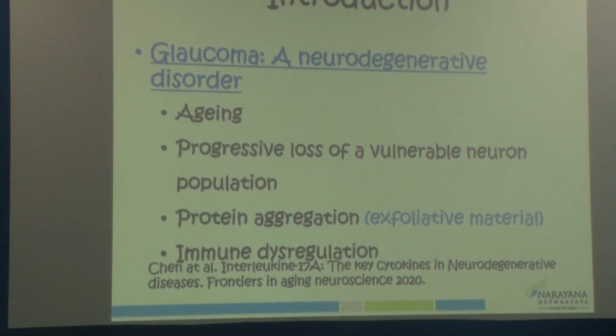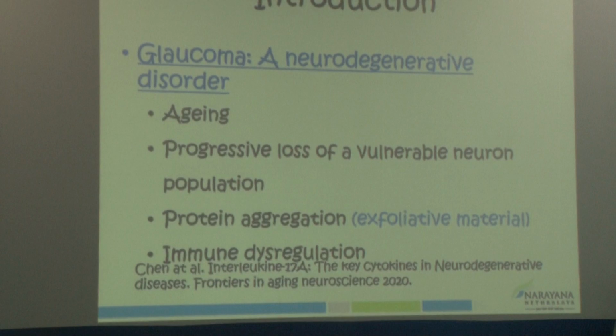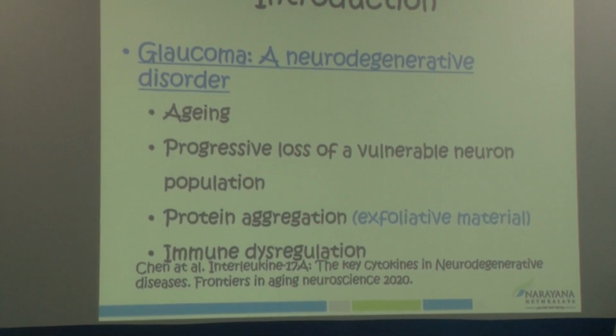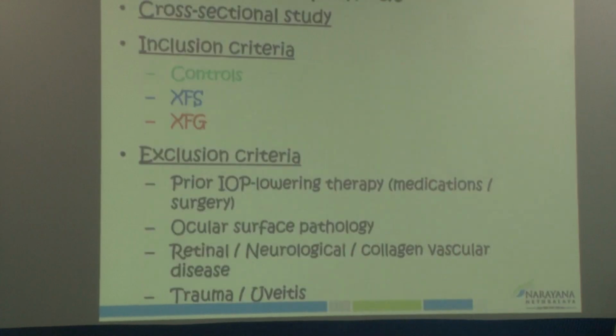In glaucoma, this is the retinal ganglion cell. They often have protein aggregation, and lastly, they typically have immune dysregulation, and this is the aspect that we chose to explore. Hence, our objective was to determine the levels of soluble immune factors in tear fluid of eyes with exfoliation glaucoma, exfoliation syndrome, and controls.